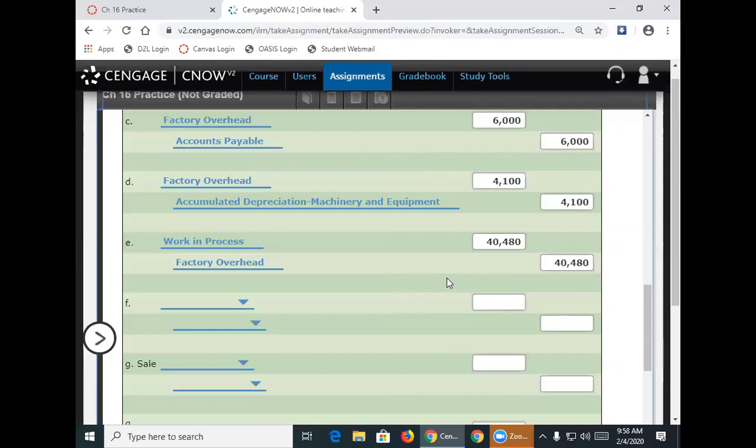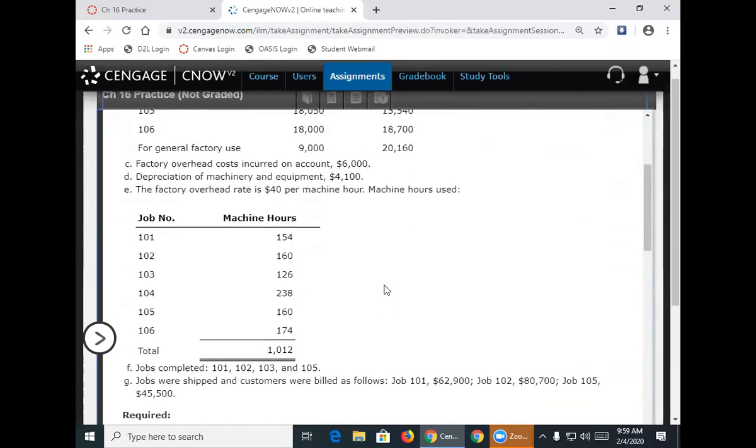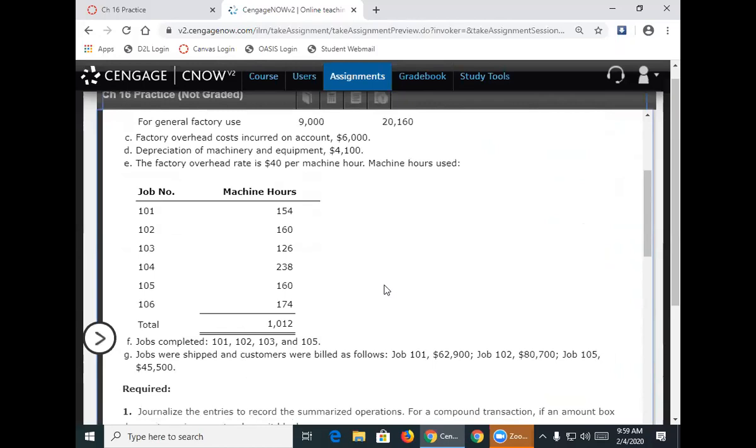Okay. So this one's long, that's why we have all class period. We'll get done before class is over, but still, that's a long one. So now comes the fun part. If you weren't having fun before, right? So now we need to keep track of all the jobs and all their different costs, because on part F, jobs completed were 101, 102, 103, and 105. And then G, we sold 101, 102, and 105. Well, we need to know the costs of each specific job so we can keep track. What's still in work in process? What's in finished goods? What's in cost of goods sold?